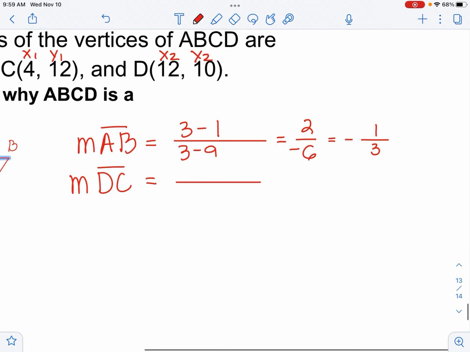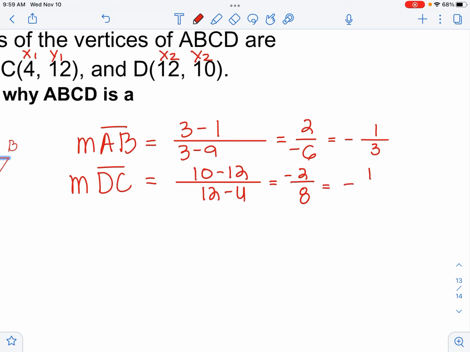All right, so I'm going to get those other ones out of the way so I don't see them. 10 minus 12 over 12 minus 4. 10 minus 12 is -2. 12 minus 4 is 8. So this is negative. 2 goes into 2 once, 2 goes into 8 4 times.